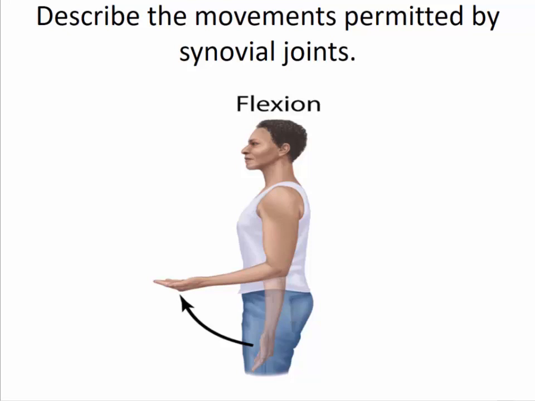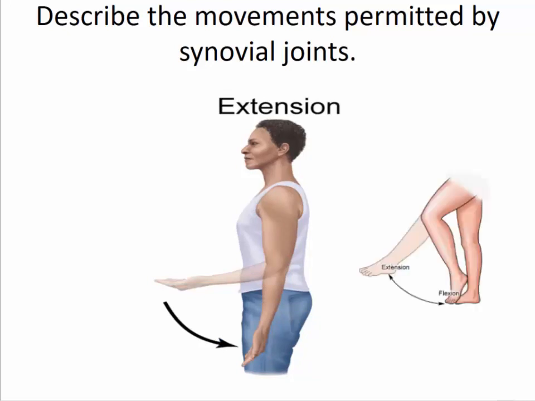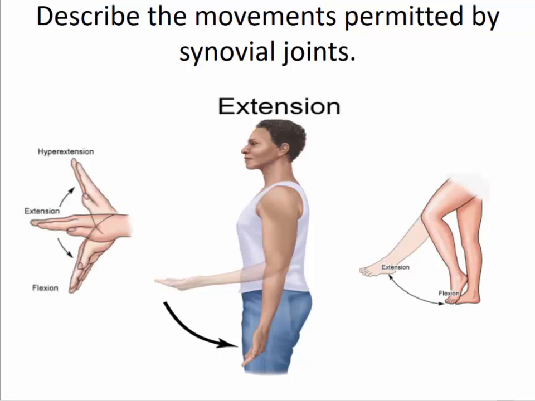We've decreased that angle, thus we've flexed the elbow joint. If we were to do the opposite, this would be extension, where we've increased the angle at that joint. Here is extension and flexion of the knee. We bend the knee, causing flexion. We extend the leg, causing extension at the knee.